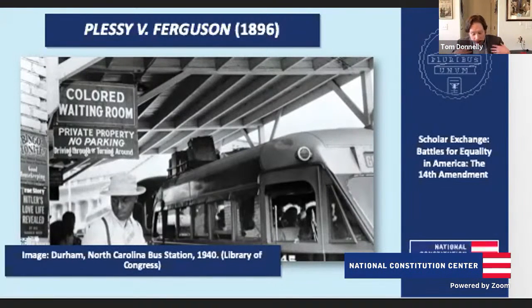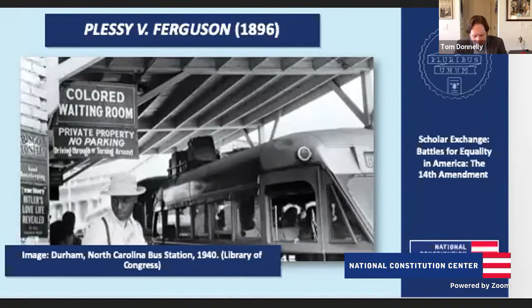And so what we end up seeing is the Supreme Court giving a green light to Jim Crow laws like this, which allow discrimination against African Americans, and which say that effectively if you have two separate facilities and they're equal, that's constitutional. Now, of course, we know these facilities were never equal anyway. But the Supreme Court said, well, if they're separate and equal, that's constitutional.